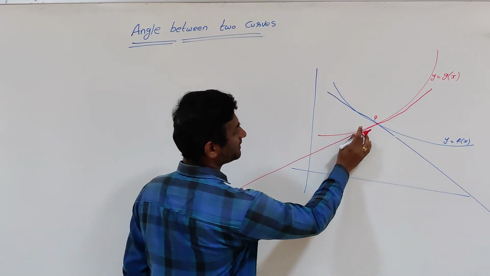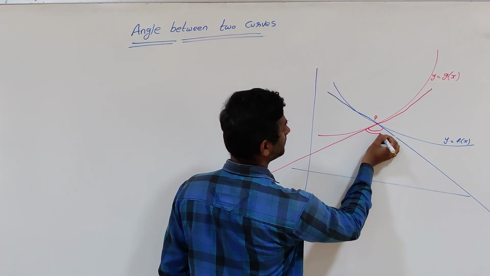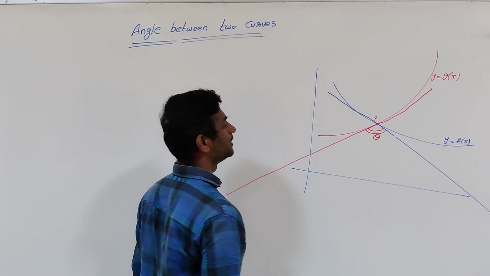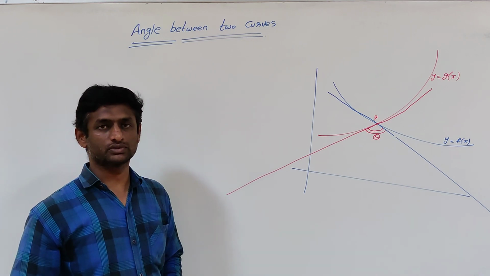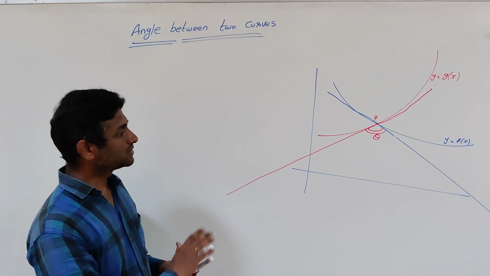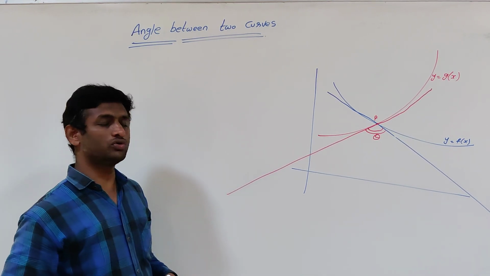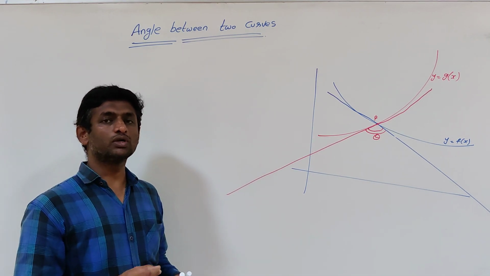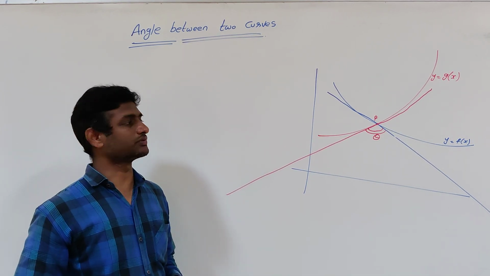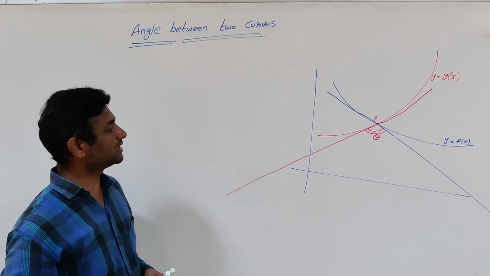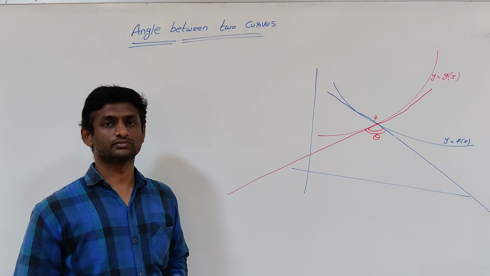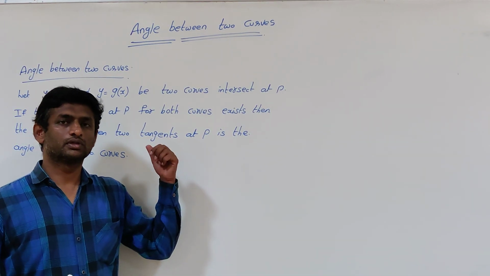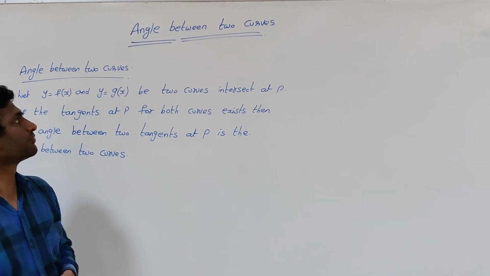So the angle between these two tangents, denoted by theta, will be the angle between two curves. Now this is the brief of how to find the angle, and we'll see what the formula is for finding the angle between two curves. So we will see the definition of the angle between two curves.